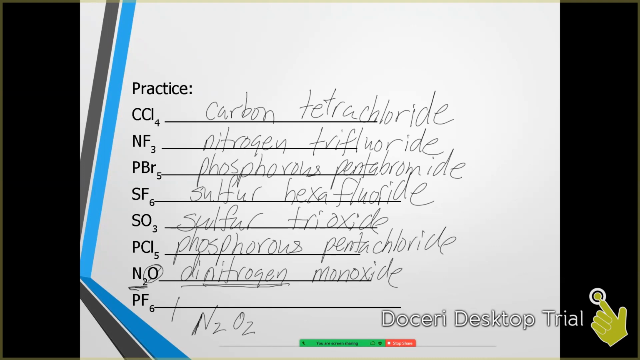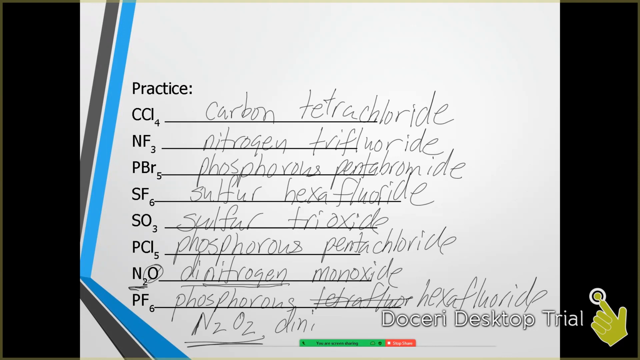PF4. Phosphorus tetra. Hexa. All right, and then my last one. Dinitrogen dioxide. All right, so pretty easy.